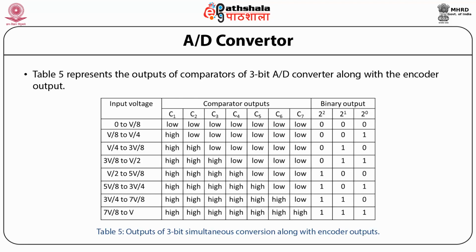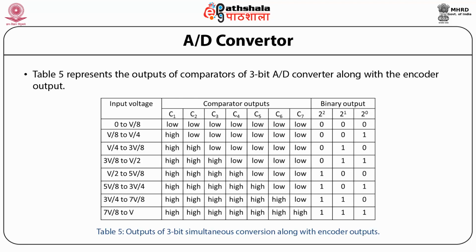For an input voltage varying from V by 8 to V by 4, only C1 is high and all others are low. For the input voltage corresponding to V by 4 to 3V by 8, C1 and C2 are high and all others are low.